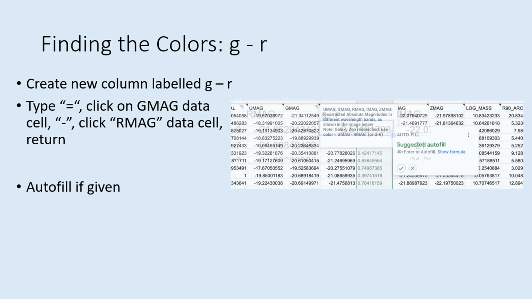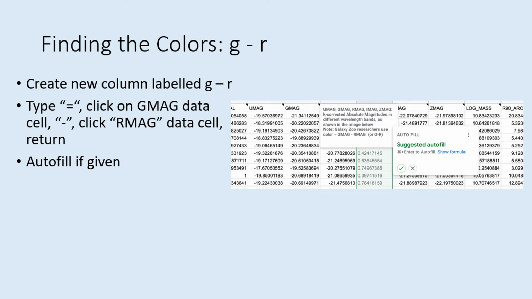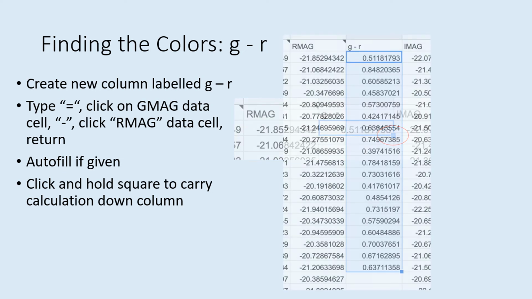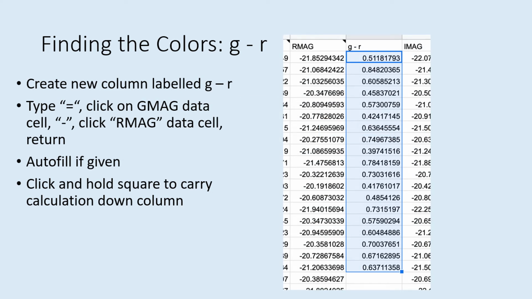This version of Google Sheets then suggests an autofill, in which it carries the same calculation all the way down to the bottom of the table. If the version you're using does this, select the check mark to OK this. It saves you time here. If you don't get that option, click and hold the small square in the bottom right corner of the cell, and then slide your cursor down the column to the bottom of the table. This will have the same effect of repeating the calculation for all of the galaxies in the table.